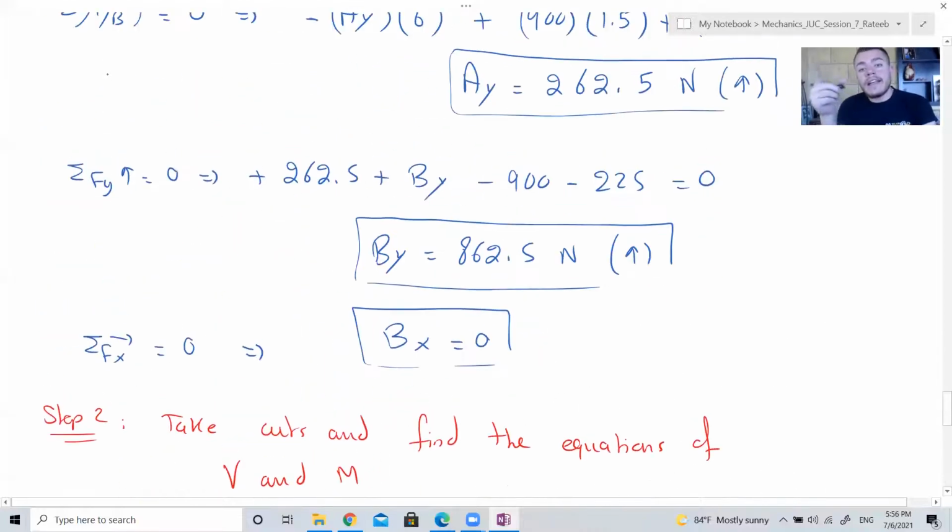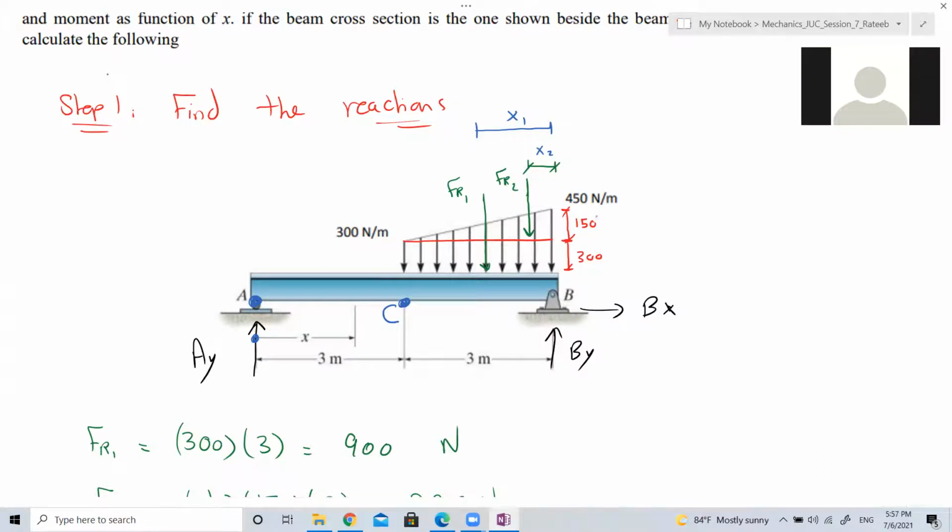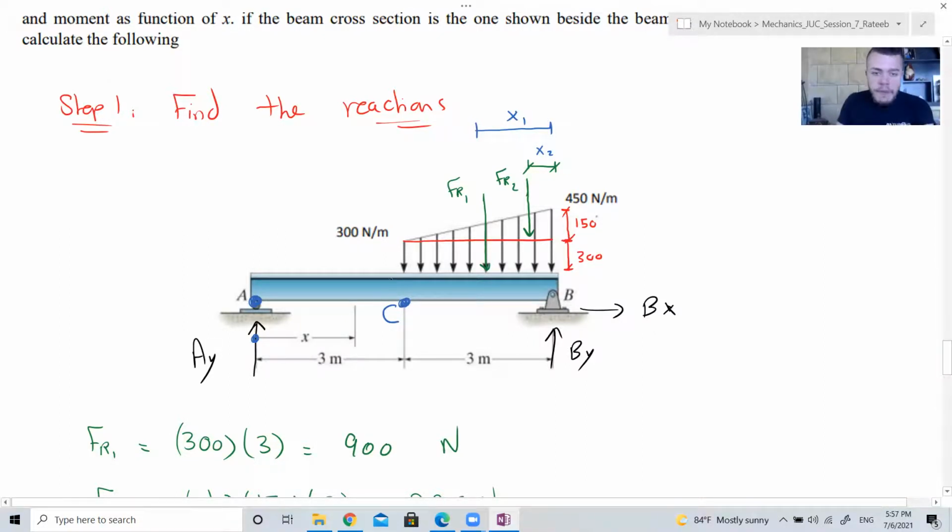If we take the second cut, what is the range for X? 3 and 6. Yes, it's from C to B. So it's from 3 to 6.